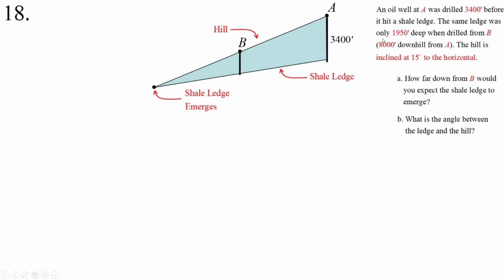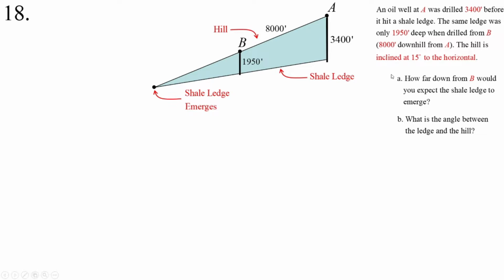The same ledge was only 1,950 feet deep when drilled from B. So we have another oil well over here, and this is 1,950 feet right there. And then they say the hill, and this is oil well B, is 8,000 feet downhill from oil well A. So that's 8,000 feet right there. Okay, pretty cool. And I don't remember how much of that was actually in the given diagram, but I went from scratch and kind of went as if we didn't have a diagram at all.